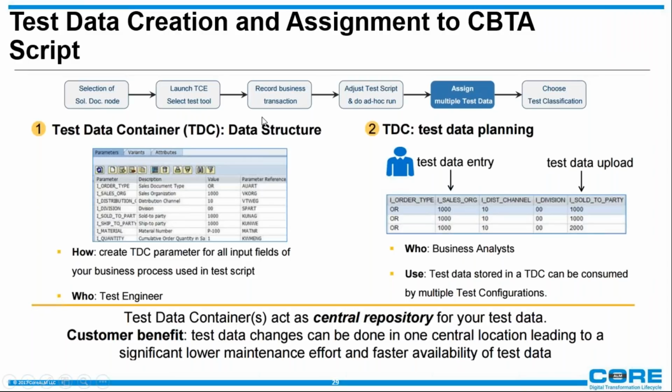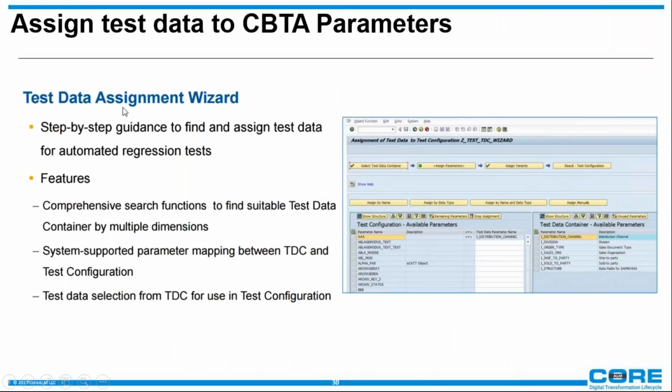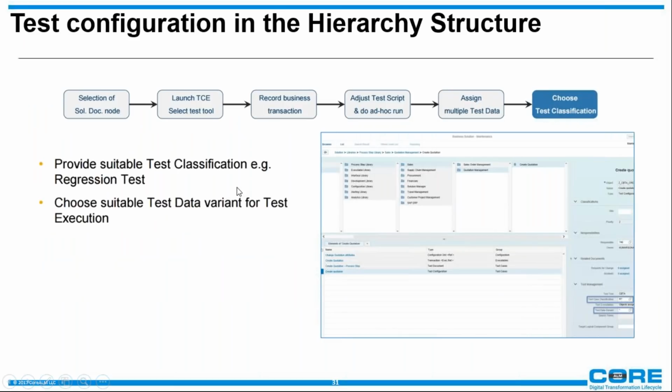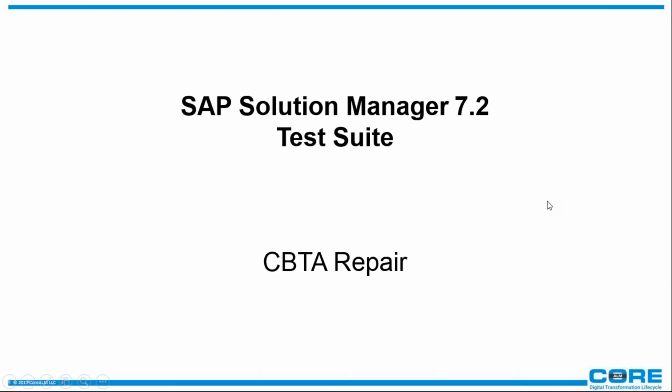And just to mention again, in end-to-end test cases, you may just use CBTA to record the test data that you need as part of the end-to-end scenario. So test data assignment wizard. For CBTA scripts, you can go to the test data container and set it up to run as part of the test configuration. And then test classification, again, that's done in solution documentation.